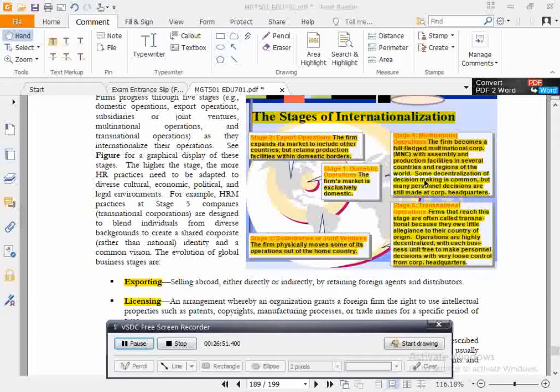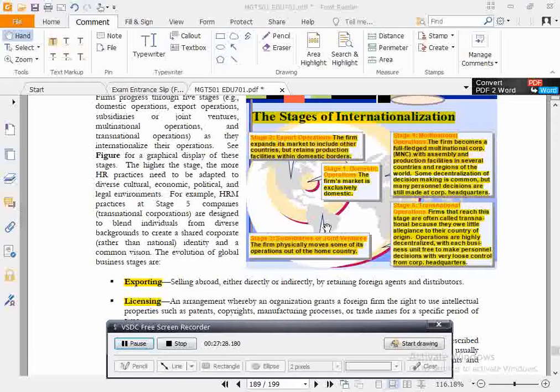One is domestic operations: the firm's market is exclusively domestic. Second, the export operations. The firm expands its market to include other countries, but retains production facilities within domestic labor.